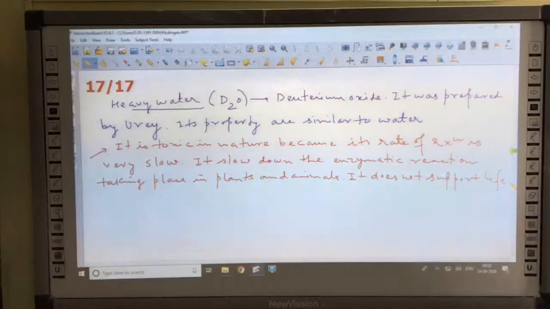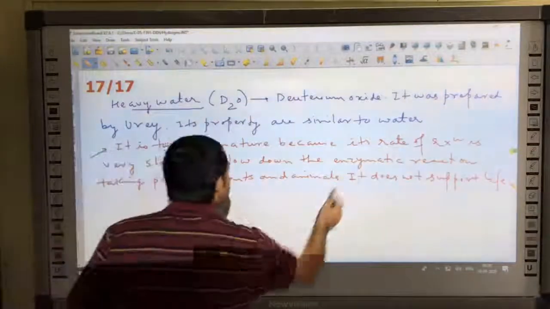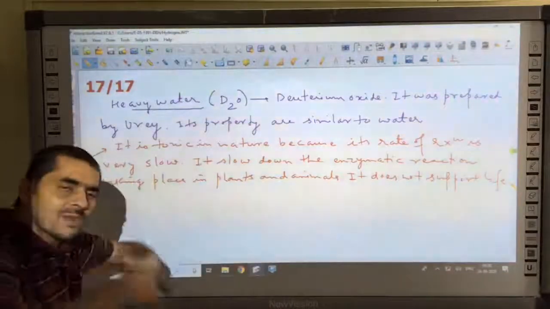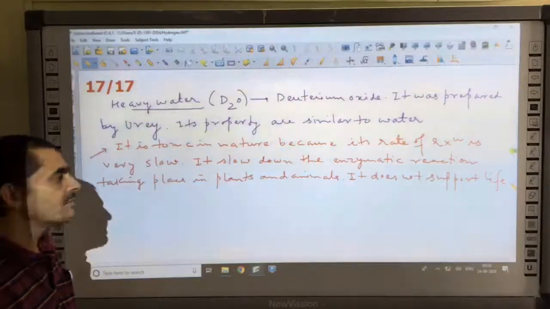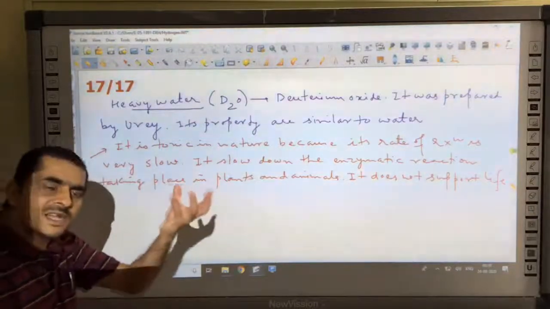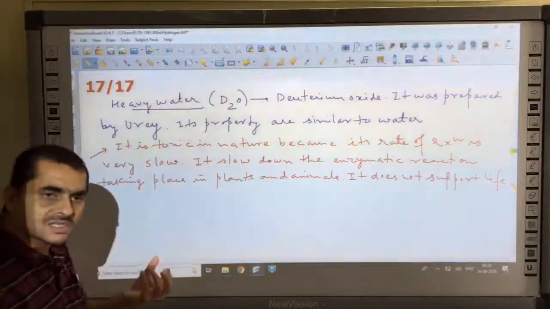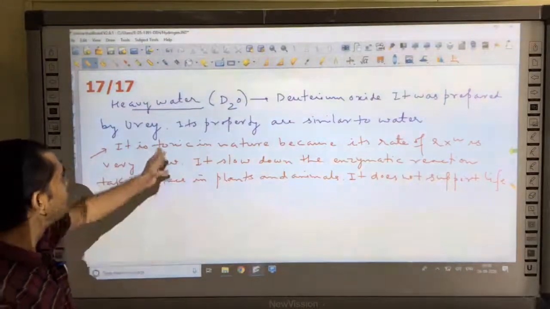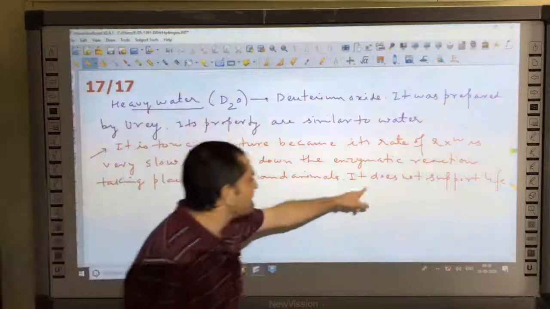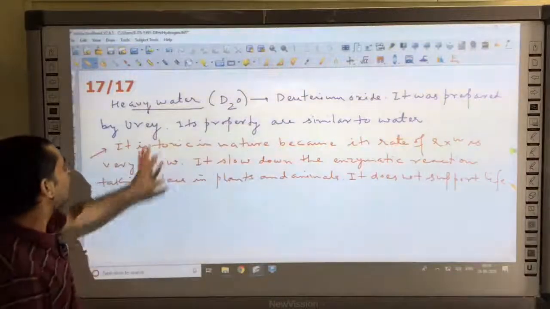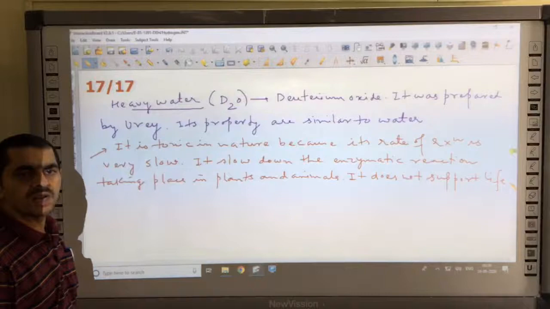Why is it toxic in nature? Because it reacts at a very slow rate. It slows down the enzymatic reactions which are taking place in plants and animals. Therefore, when enzymatic reactions are slowed down, the metabolism of food does not take place. Therefore, it is toxic in nature. It does not support life. This heavy water is not going to support life.